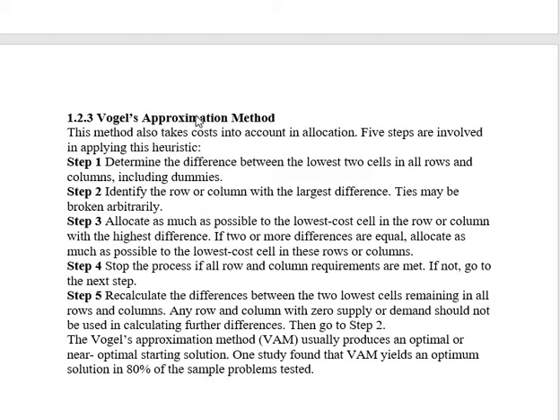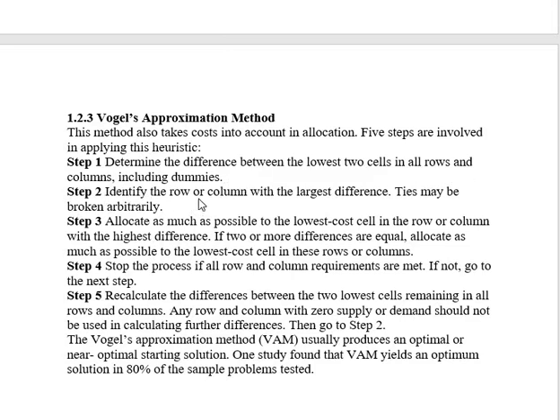Next method is Vogel's approximation method. This method also takes cost into account in allocation. 5 steps are involved in applying this method. Step 1. Determine the difference between the lowest two cells in all rows and columns including dummies.